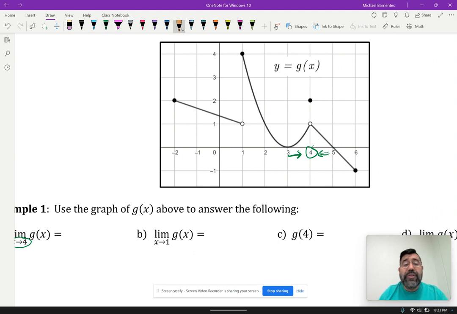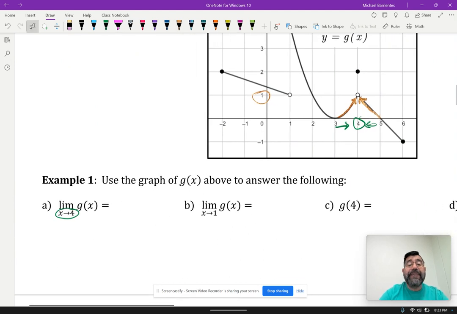In this case, I'm going to do my fingers in this copper color, but I'm going to say my function is getting closer and closer to x equals 4 from the left, and it's going in this direction. My function is getting closer and closer to x equals 4 from the right side, and it's going in this direction. Are the two arrows pointing at the same destination? And the answer is they are. They're both heading towards 1. So I can say with confidence that the limit of g of x as x approaches 4 is 1.